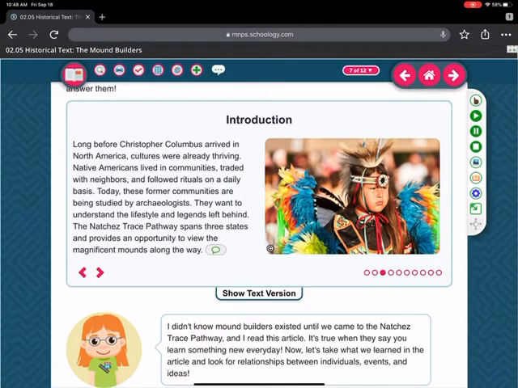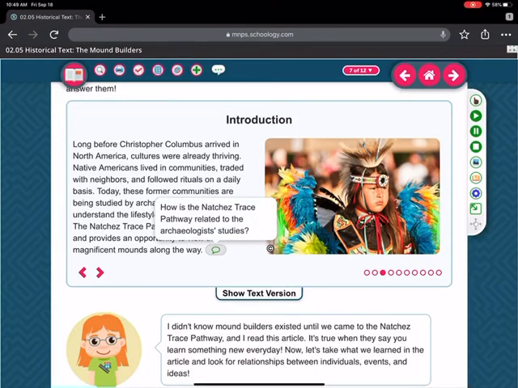Introduction. Long before Christopher Columbus arrived in North America, cultures were already thriving. Native Americans lived in communities, traded with neighbors, and followed rituals on a daily basis. Today, these former communities are being studied by archaeologists. They want to understand the life and legends left behind. The Natchez Trace Pathway spans 3 states and provides an opportunity to view the magnificent mounds along the way.